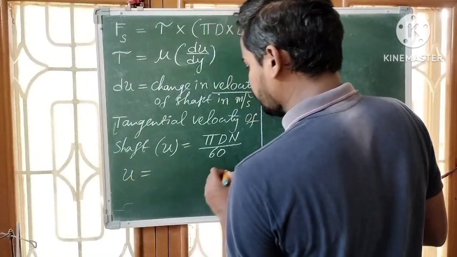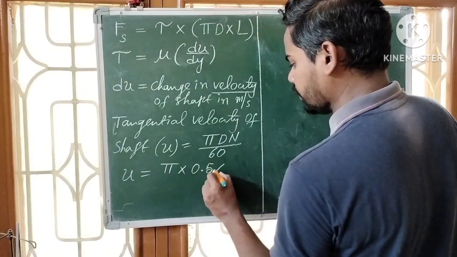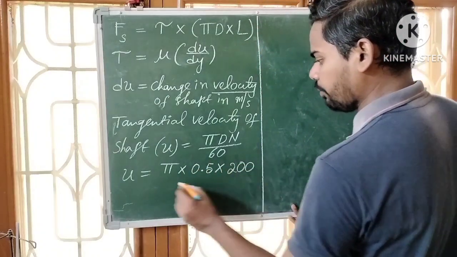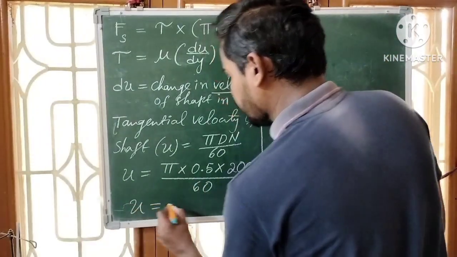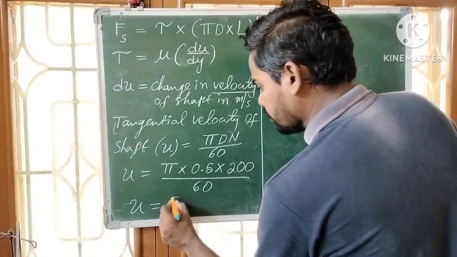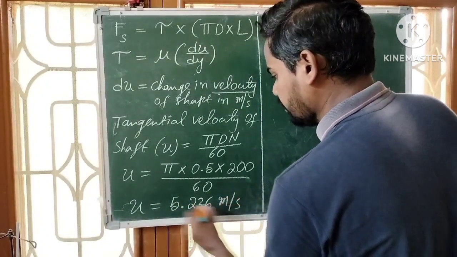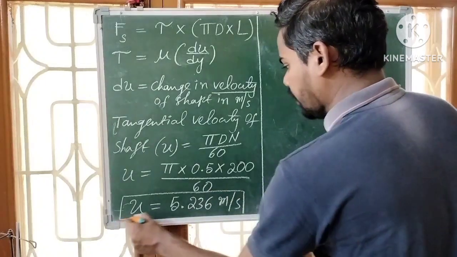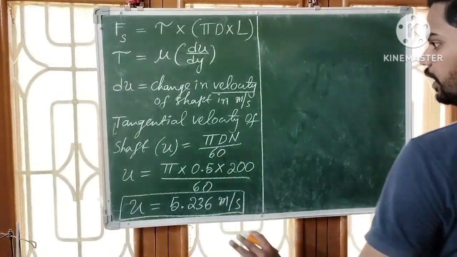Now u is equal to pi into the diameter of the shaft. How much is given? Diameter of shaft 0.5 meters into speed 200 rpm by 60. If you simplify further, you will get 5.236 meters per second. Approximately you will get this much tangential velocity, 5.236 meters per second.